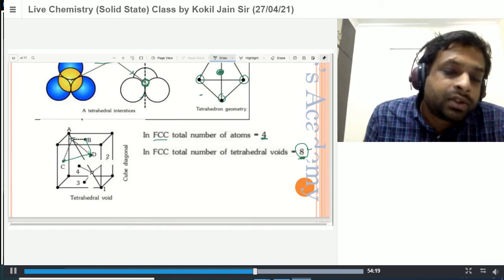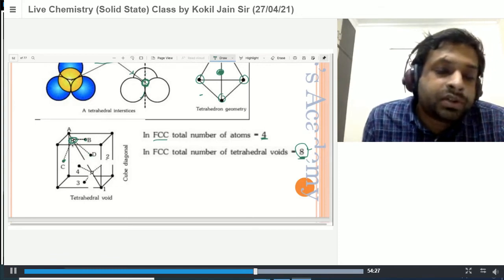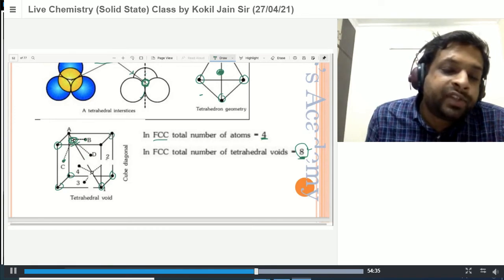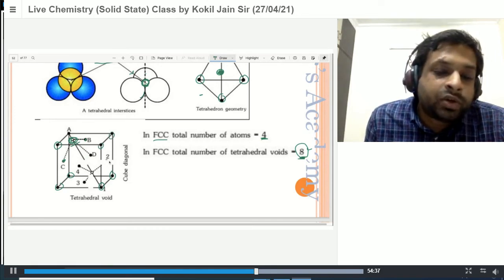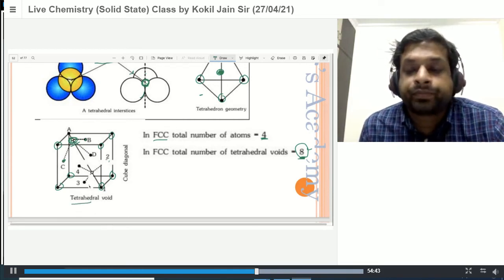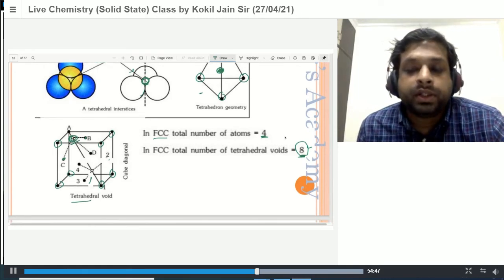Now this tetrahedral void is again going to be similarly situated across all corner atoms, as you can visualize now. You just have to take the adjacent three face-centered atoms, and along with the corner one you can form a tetrahedron, and you can find a tetrahedral void here. So effectively total tetrahedral voids we found was 8.